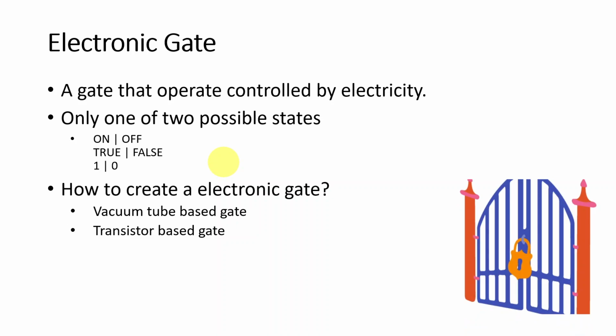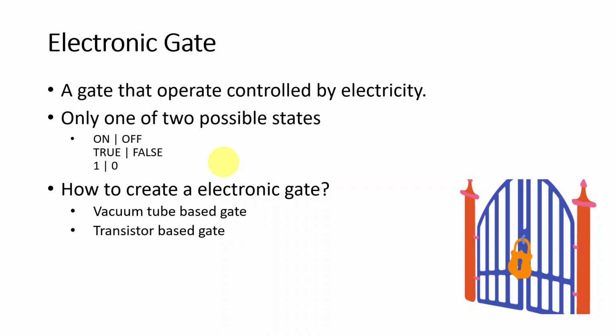All the data is processed by using something called electronic gates. So what is an electronic gate? An electronic gate is a gate that either facilitates the flow of electricity or prevents the flow of electricity. So we say that the gate is open or the gate is off. In other words, the gate is giving 1 or the gate is giving 0.